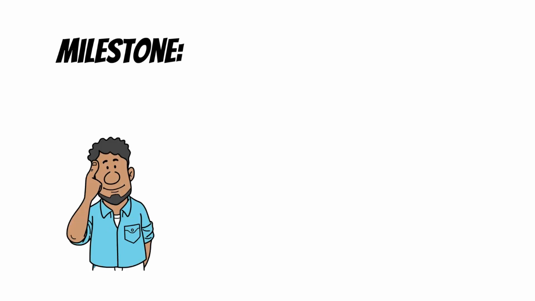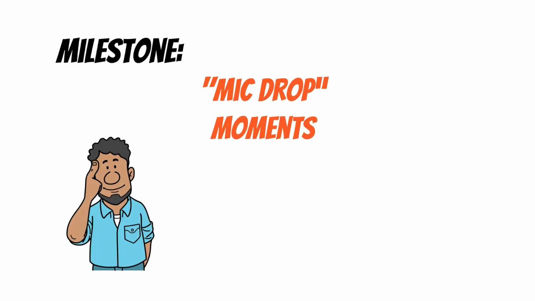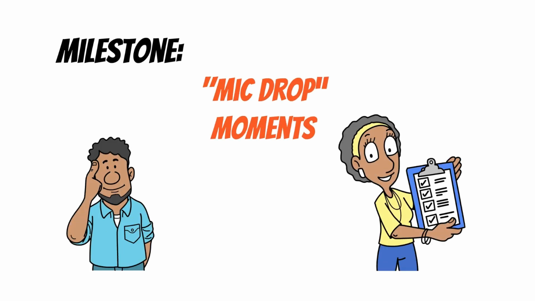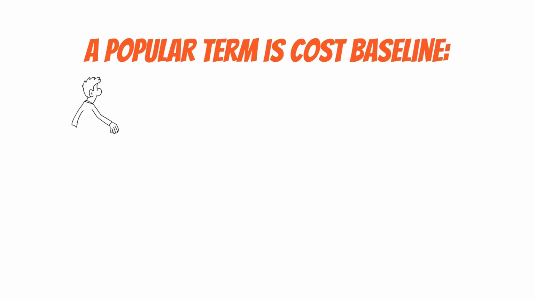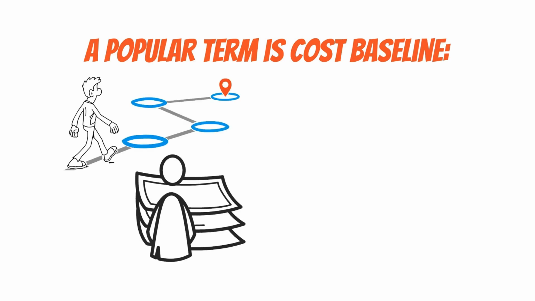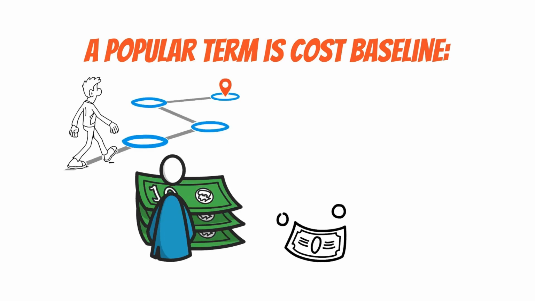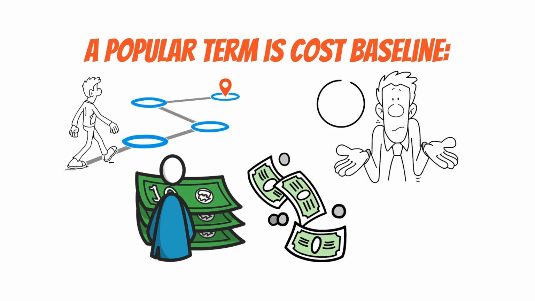And there is milestone. Think of these as the project's mic drop moments, key points that signify major achievements. Let's talk money. Cost management is all about balancing the books. A popular term is cost baseline, your financial roadmap. It's the budget you compare actual costs against to see if you're on track.